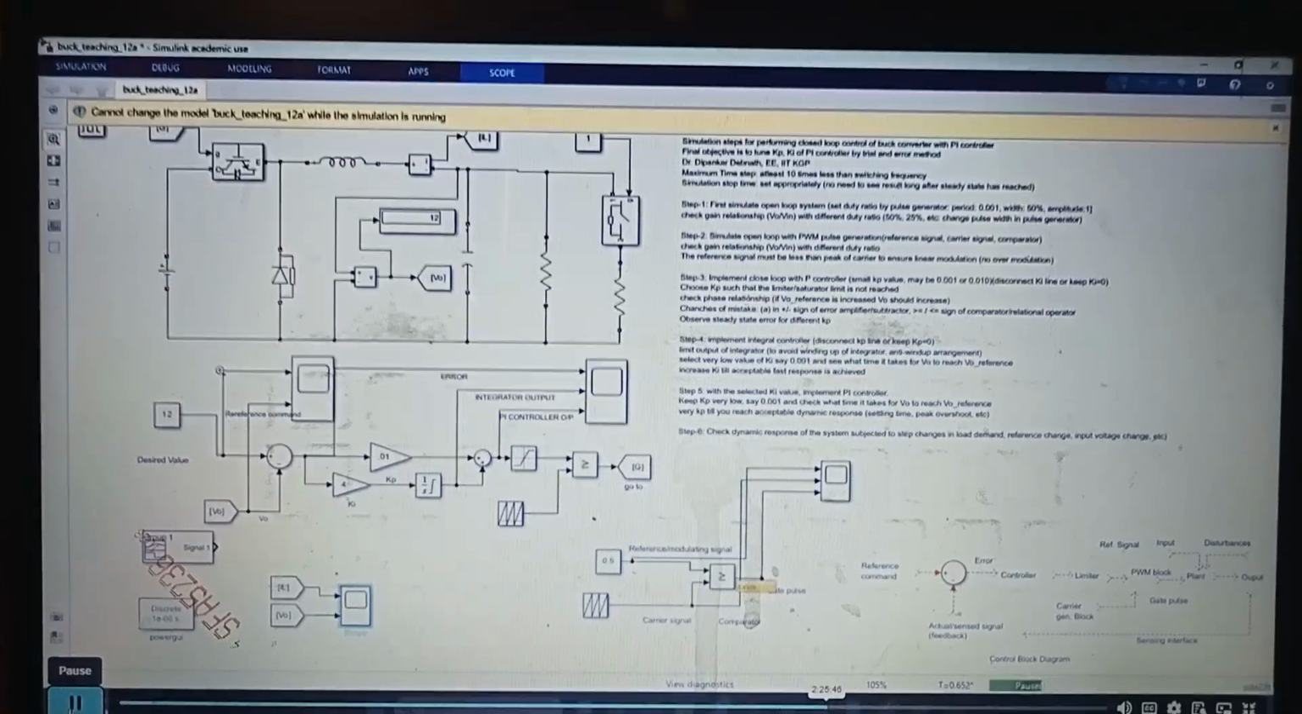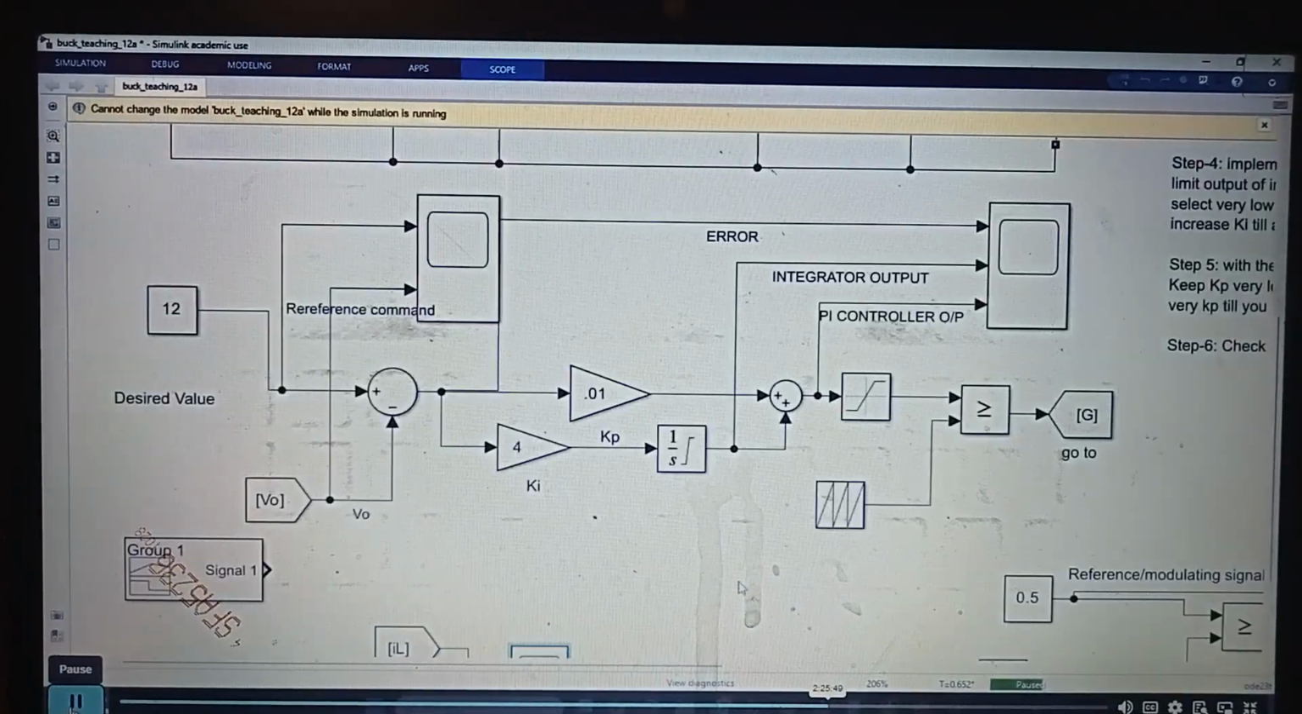In case you are referring to this, in this entire phenomenon, see, the inputs to the comparator: one will be the reference, one will be the sawtooth. Okay. One is reference, one is sawtooth. The reference will be decided by the PI controller. The sawtooth is fixed, as I told multiple times.